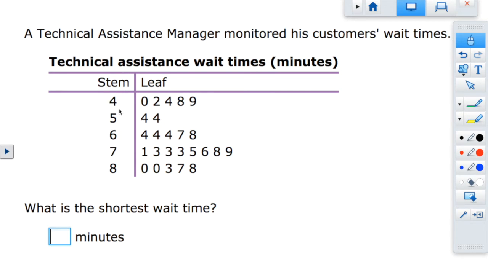And the shortest would be down here. So this stem is 4 and the first number is 0. You see how they're all in order. It's another thing you want to do when you make a stem and leaf plot, put them in order. So this would be 40. So 40 is the shortest wait time.